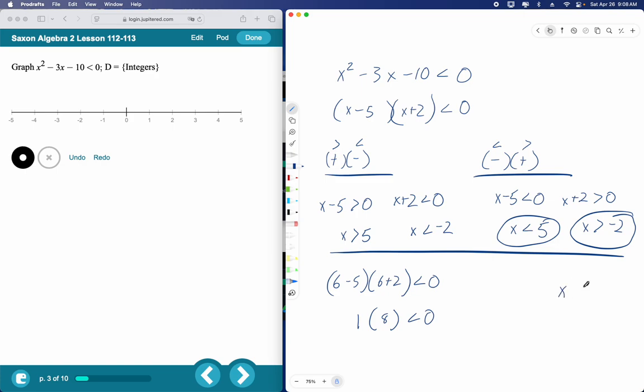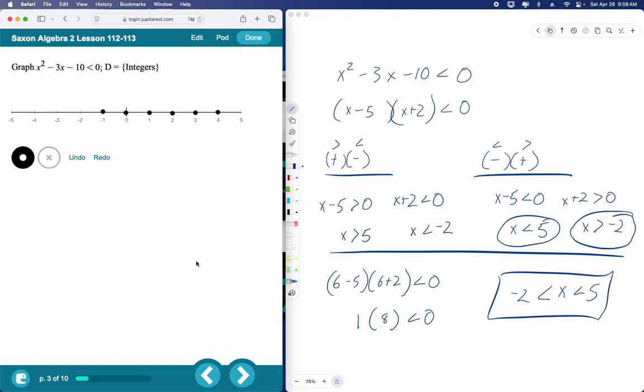Yes, x is going to be less than 5, but it is also greater than negative 2, and that is what we're going to graph as integers. So we would graph negative 1, 0, 1, 2, 3, and 4, the integers between negative 2 and 5.